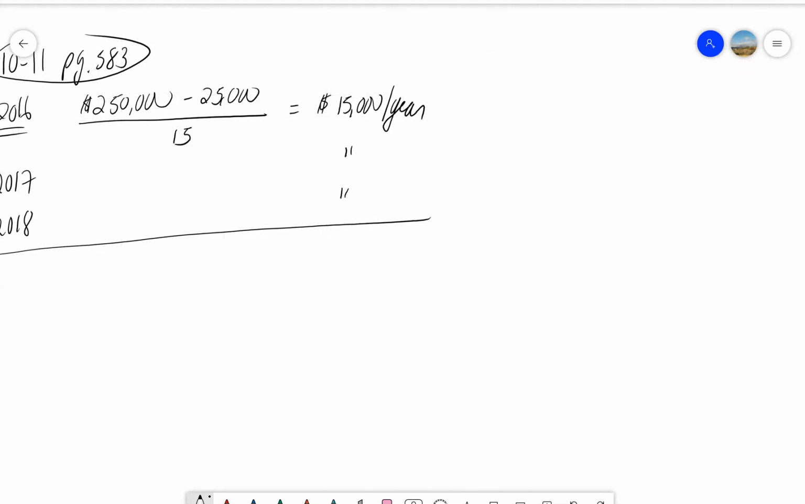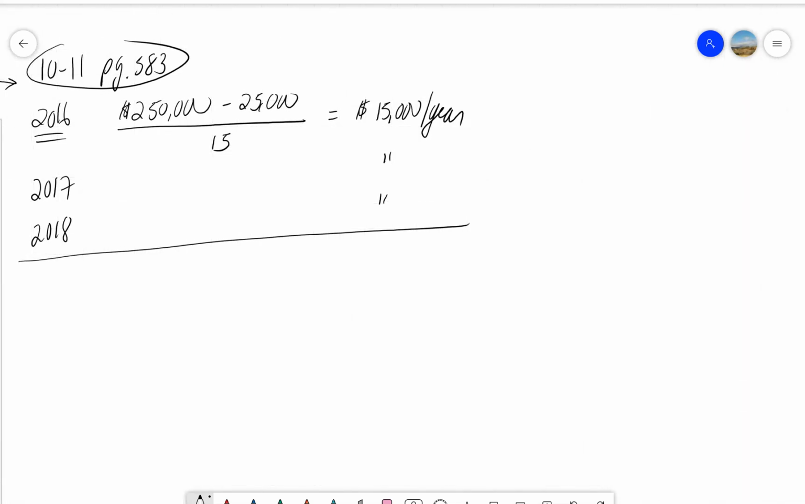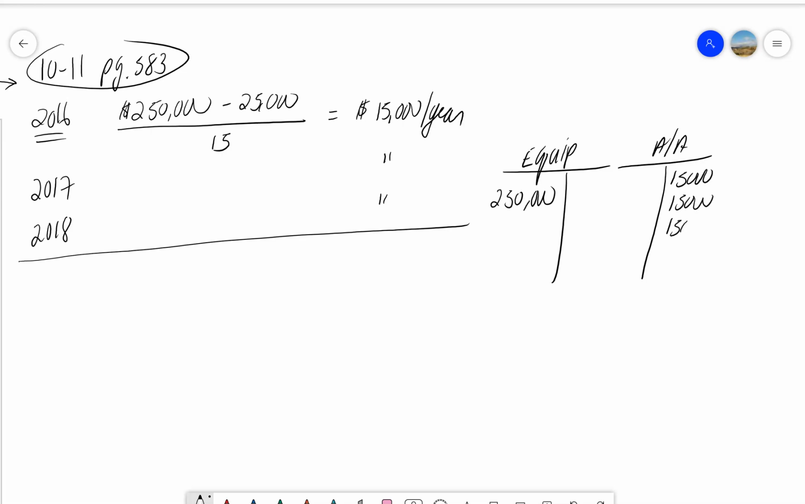So let's actually just draw our T accounts. We have this equipment for $250,000, and then the accumulated amortization, every year we took $15,000 of amortization expense. So at the end of 3 years, our accumulated amortization is $45,000. And then in 2019, we said the useful life is not as long as we expected. We revised the useful life to be 9 more years rather than 12.